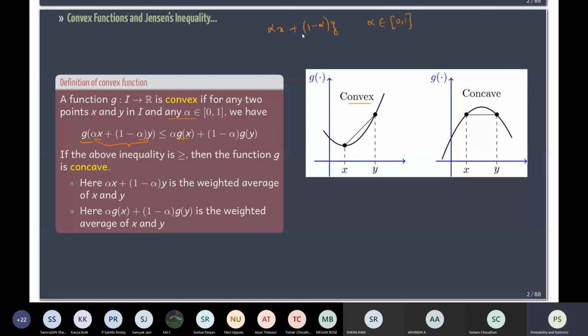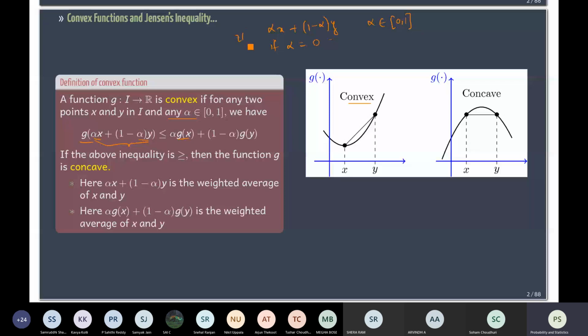Okay, so this seems to be a parametric equation of a line, right? And joining 2 points, right? Because if alpha is 0, then you are at y, right? So let us say this point is z. So we can treat this as parametric equation of a line.